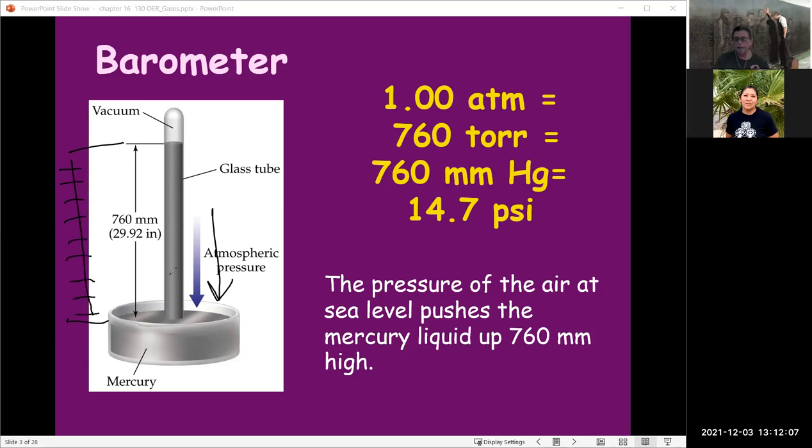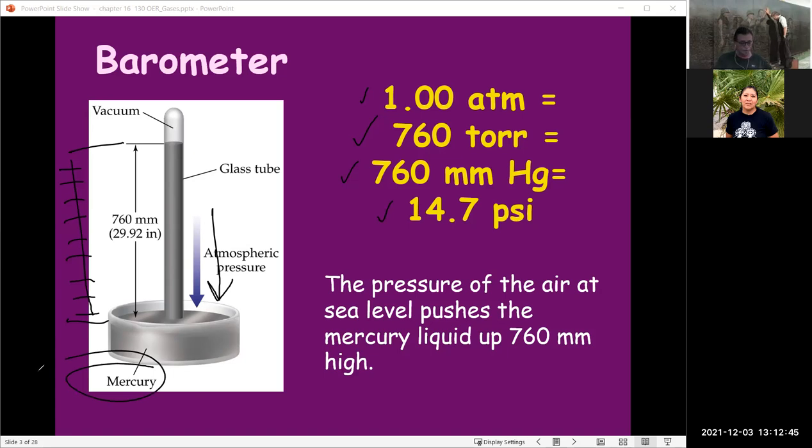And it's a scale that we can then use to measure the atmospheric pressure. Now, 1 atmosphere is set at 760 millimeters of mercury. So 1 atmosphere, which is our standard reference point, is equal to 760 millimeters of mercury, as is shown here. It is also equal to another unit called torr, 760 torr. And if we want to convert into English units, that is equivalent to 14.7 pounds per square inch, PSI.